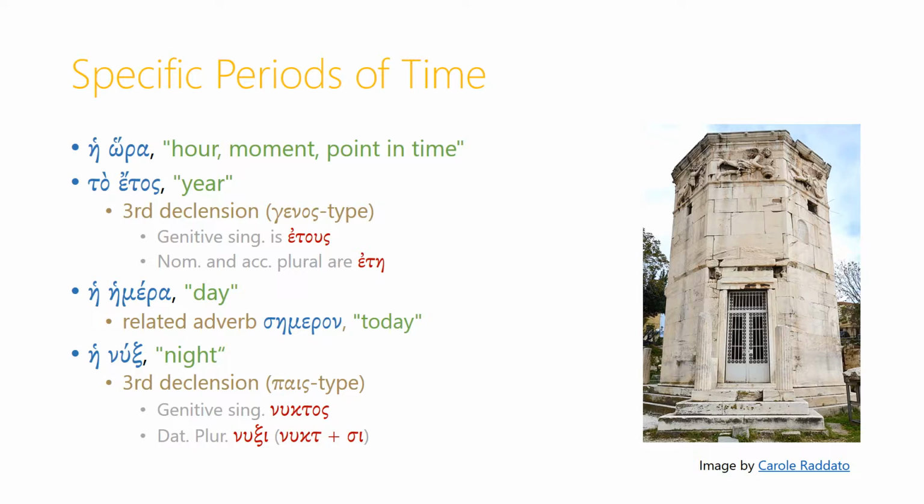On the other hand, hē nux is night. And this is a third declension noun of the pais type. So the genitive singular is nuktos, and the dative plural is nuxi. The real stem here is nukt. So you might not get that from the nominative singular form unless you think of nux as ending not with a xi, but with a kappa sigma.